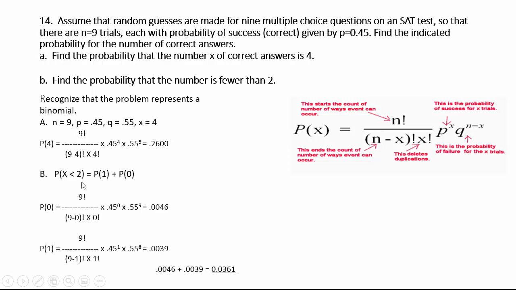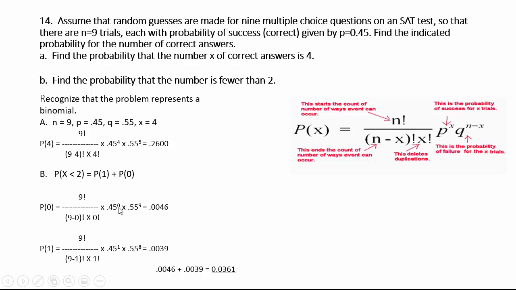For part B, we're finding the probability that x is less than 2. Just note that to do that, the probability of 1 and the probability of 0 are both less than 2. So we need to find those two binomial answers. We're going to do the probability of 0, and the probability of 1, and put those numbers into this binomial formula.